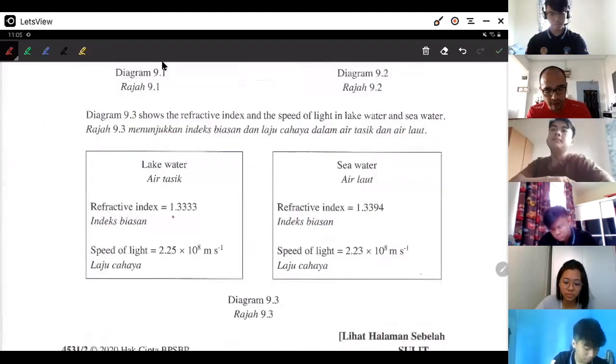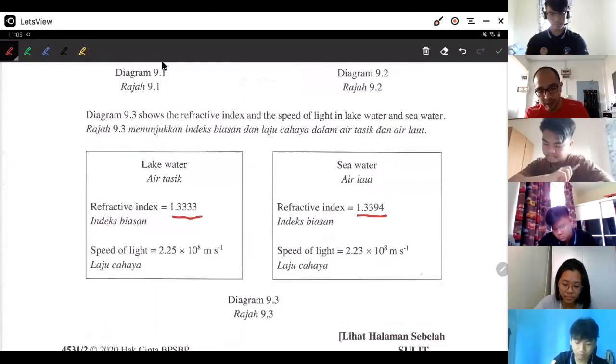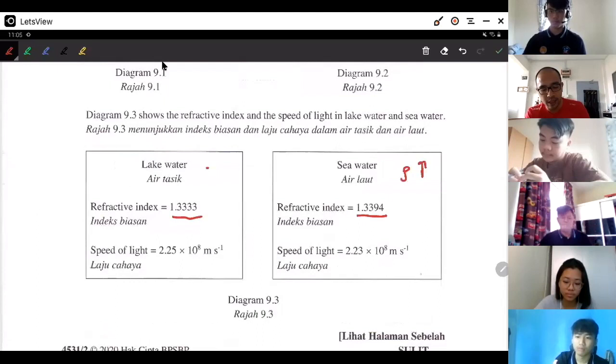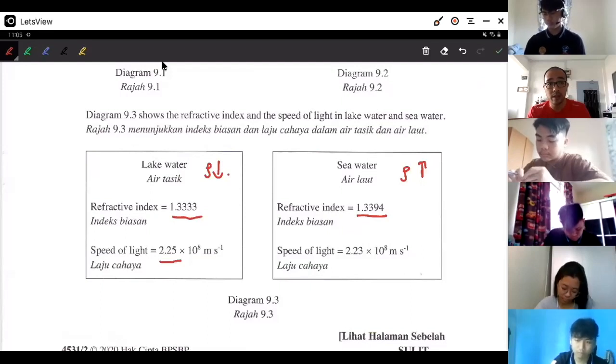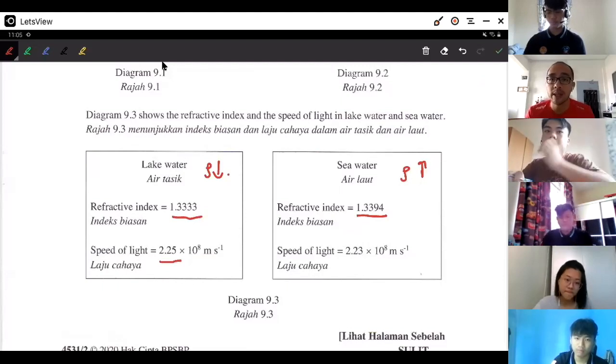So look at the refractive index. There's a very minor difference. But obviously because the refractive index of seawater is bigger, we have to assume that the density is bigger over here. This one, the density is lower. Even the speed of light, oh, that's interesting. The refractive index is smaller in the lake water than in the sea water, but the speed of light is faster. So the density of the lake water is lower than the sea water.